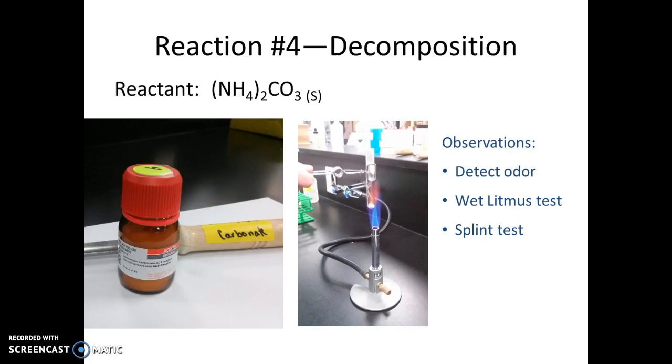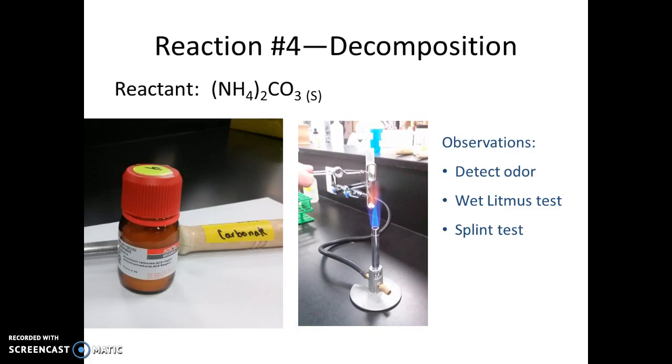You want to put a small scoop of the ammonium carbonate into a test tube, and to initiate the decomposition reaction, you're going to heat that ammonium carbonate in your Bunsen burner flame, like you can see in the picture on the right. This reaction also produces a gas as one of its products, and there's several observations that you want to make of the products of this reaction.